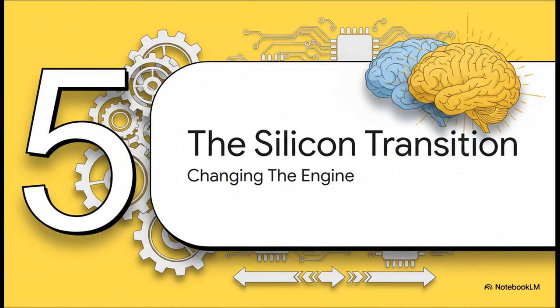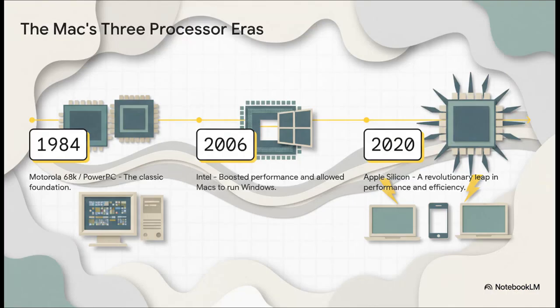Okay, so if you thought changing the entire software foundation of the Mac was a big deal, hold on, because Apple has done something even more daring. They've replaced the very brain of the Mac not just once, but twice. The Mac started out on Motorola and then PowerPC processors. Then, in 2006, they made the massive leap to Intel chips. This was huge. It boosted performance and, for the first time ever, let Macs run Windows. Then, in 2020, came the biggest shift of all: Apple Silicon. By designing their own chips, they achieved this absolutely revolutionary leap in performance and power efficiency, and finally unified the core architecture of the Mac, the iPhone, and the iPad.